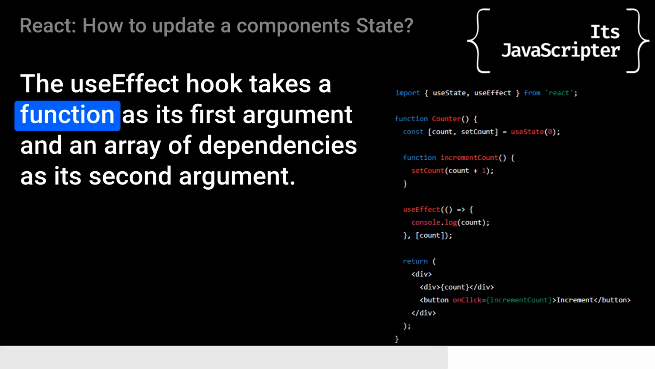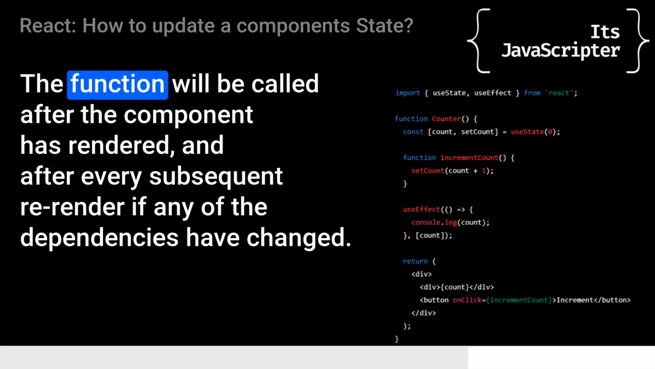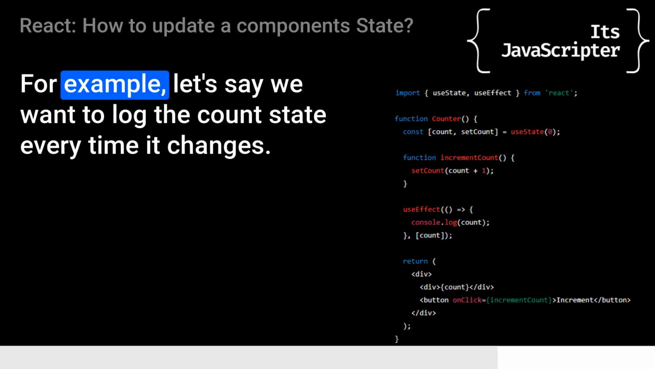The useEffect hook takes a function as its first argument and an array of dependencies as its second argument. The function will be called after the component has rendered, and after every subsequent re-render if any of the dependencies have changed. For example, let's say we want to log the count state every time it changes.